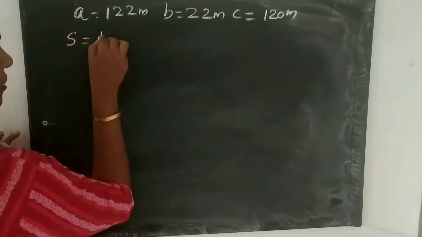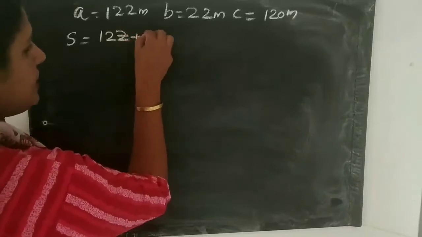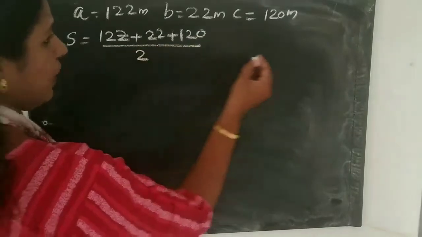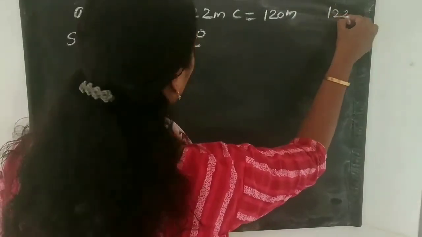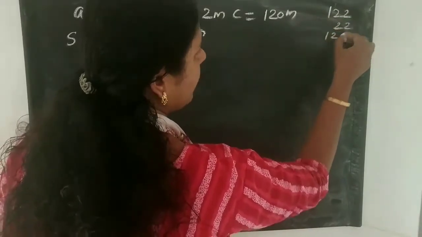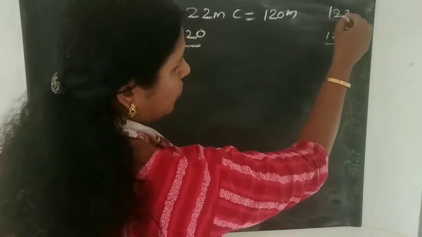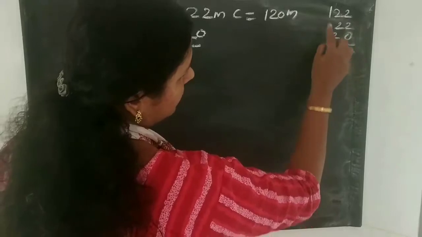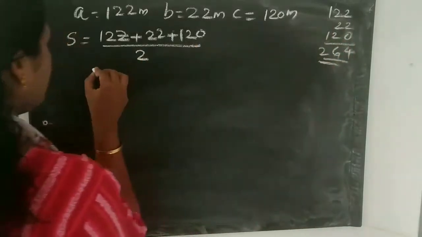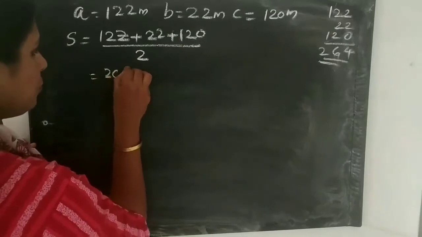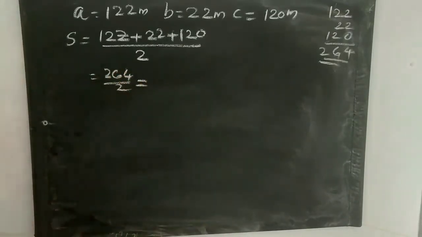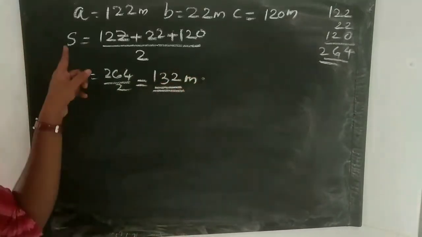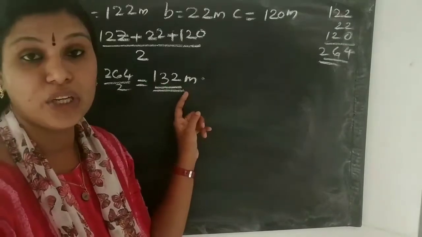What is S? S equals 122 plus 22 plus 120, all divided by 2. Adding 122, 22 and 120 gives 264. Then 264 divided by 2 is 132 meter. Yes, we get S as 132 meter.